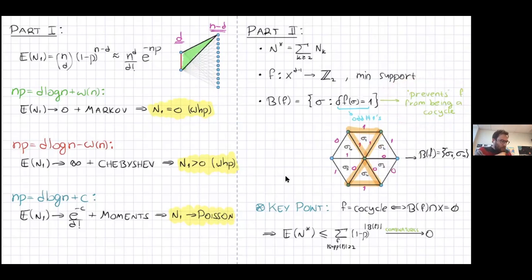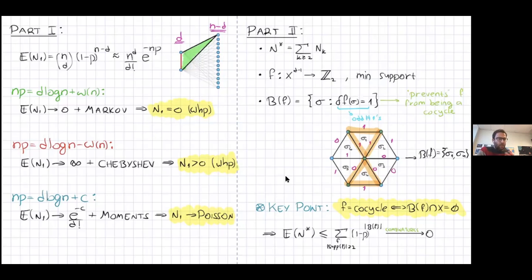Okay, and now the key point in the proof is the following thing. If we want f to be a co-cycle, this will happen if and only if this set B of f doesn't exist in the random complex, so the intersection is empty. So none of the simplexes that are included here enter the random complex. If none of the simplexes appear in the complex, then the co-boundary will be 0, and then f will be a co-cycle. But if at least one of them shows up in my complex, immediately this function is going to be ruled out, and I'm going to leave it behind.